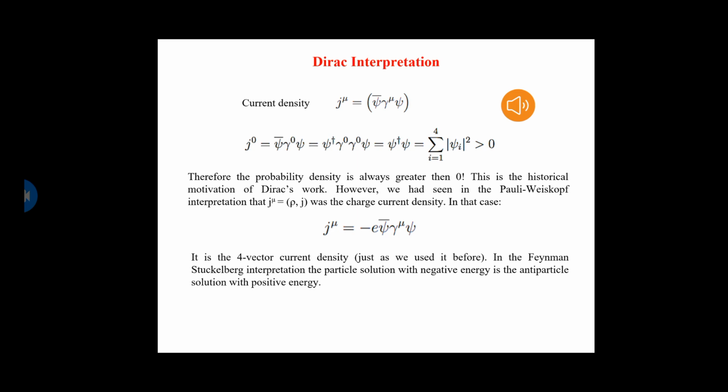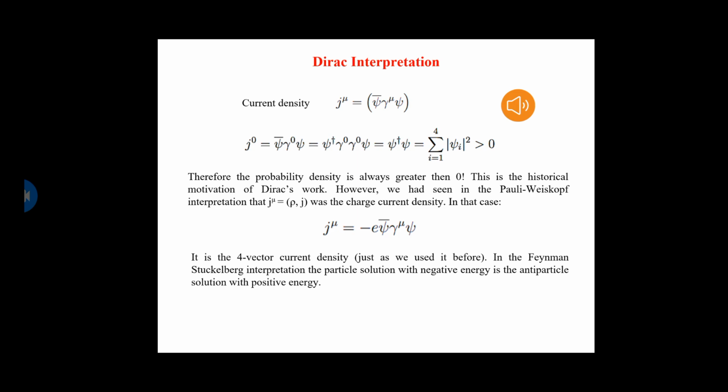This is the historical motivation of Dirac's work. Before, in the Pauli-Weisskopf interpretation, j mu is equal to rho, where j was charge density, current density. In that case, j mu is equal to minus e psi bar gamma mu psi. It is a 4-vector current density, just as we used it before.